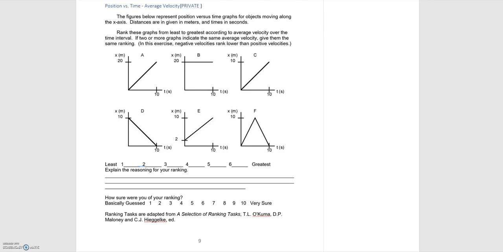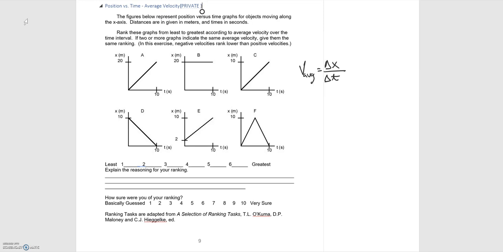So in this video, we are going to be looking at the ranking task example for average velocity. In it, it asks us to rank the average velocity for these graphs from least to greatest over the time interval given. So let's start off by reminding ourselves what average velocity is. Average velocity is equal to the displacement, or the change in position, over the change in time.